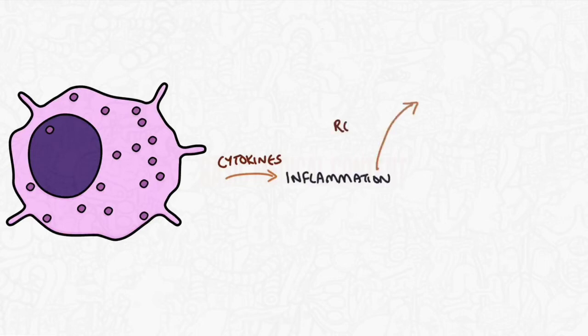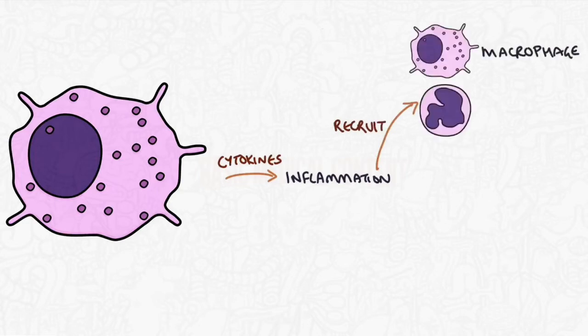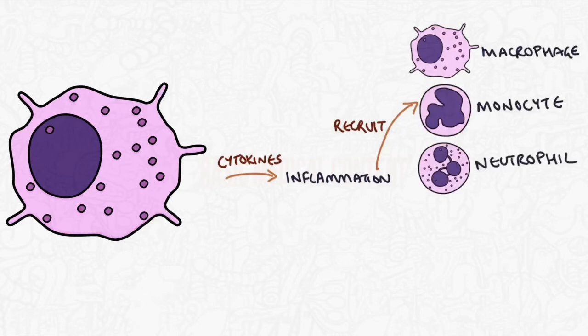Monocytes are precursors to macrophages that float around in the blood. Once they enter tissues, they differentiate into macrophages and can then carry out all the processes that macrophages normally carry out.